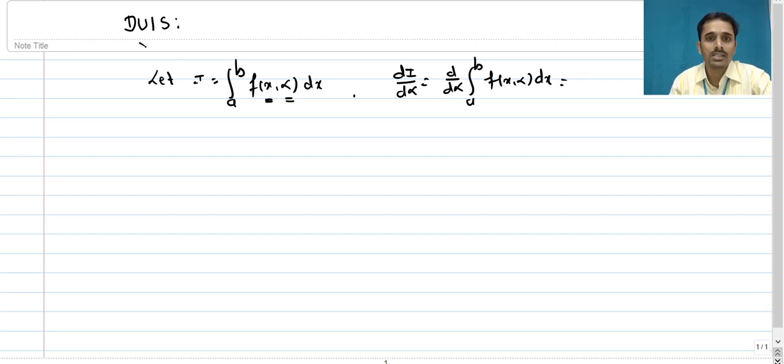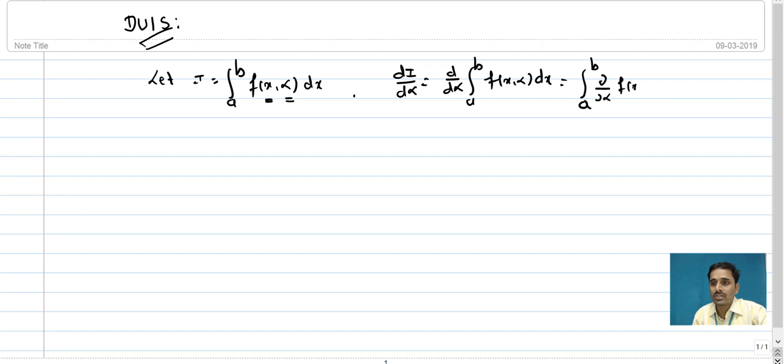The DUIS rule says that this differentiation under integration, this derivative, goes inside as a partial derivative of the function f(x, alpha). What is meant by partial derivative? As we are differentiating with respect to alpha, all other variables are to be treated as constant. So here, for this derivative, x is constant. So this is the rule. In that way the integration can be obtained. We'll see some examples of this.